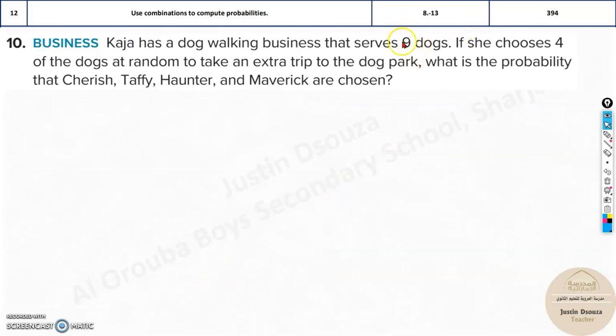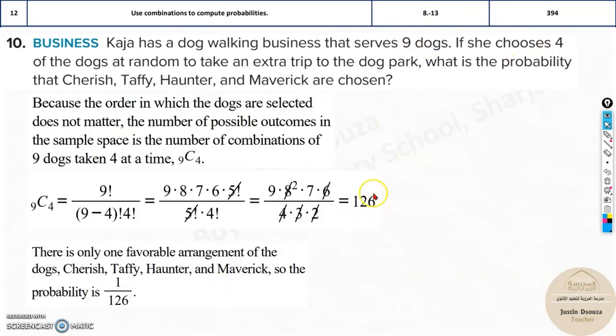Same thing over here. It is 9C4, and whatever answer you get, take 1 divided by that, because the n value is 9 and the r value is 4. So 9C4 combination is 126. You see they want which type of breeds over here? I think it's 4 of the dogs: Cherish, Taffy, Hunter, and Maverick. These must be selected. So then it's just 1 divided by that. These are the dog names, sorry.